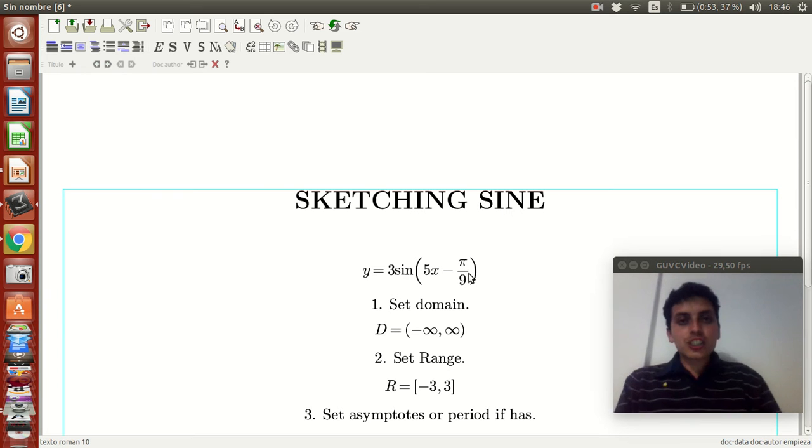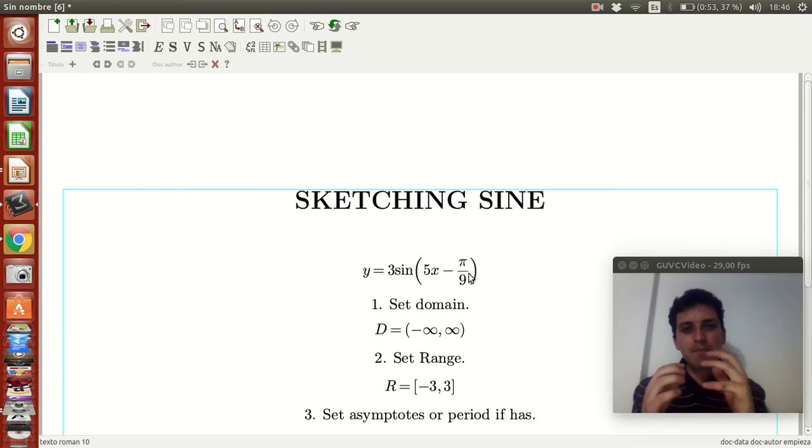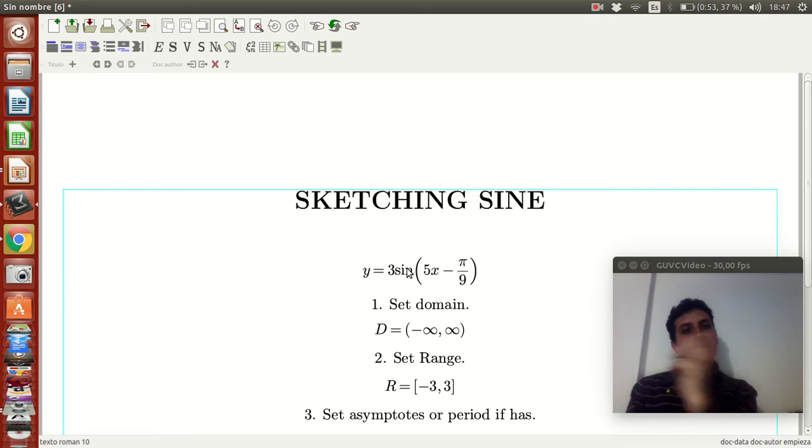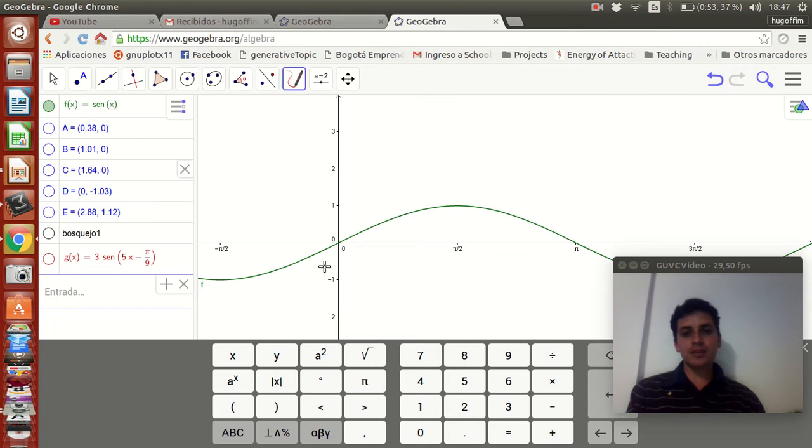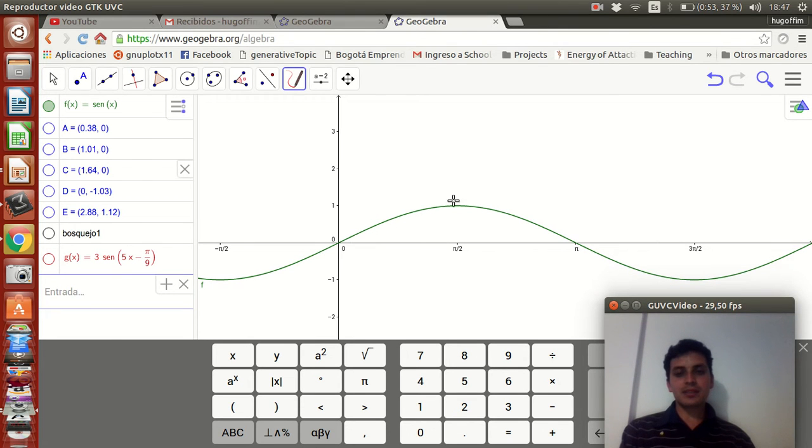Identify the main function. So the first step is to identify the main function. The main function here is sine of x. Keep in your mind what is sine of x. You don't remember? Here is sine of x. Okay, sine of x.